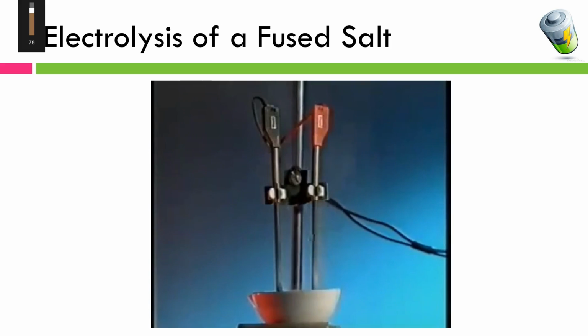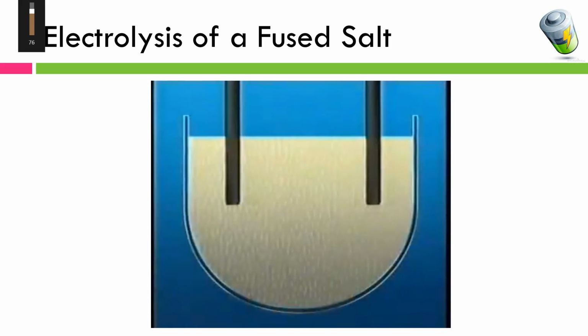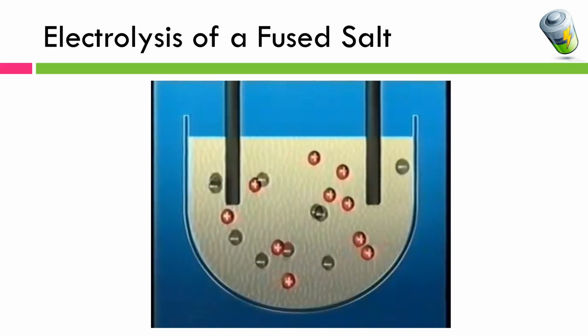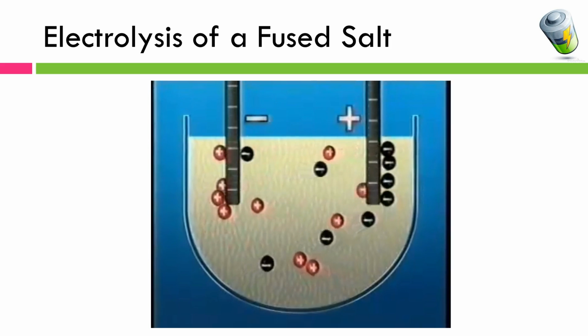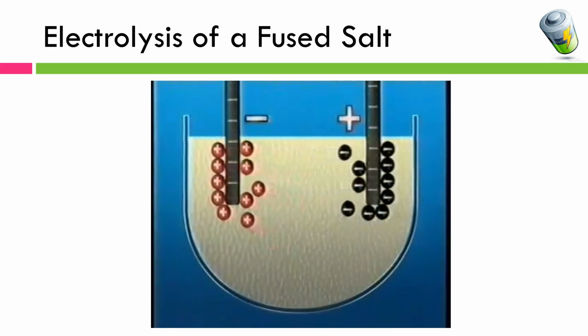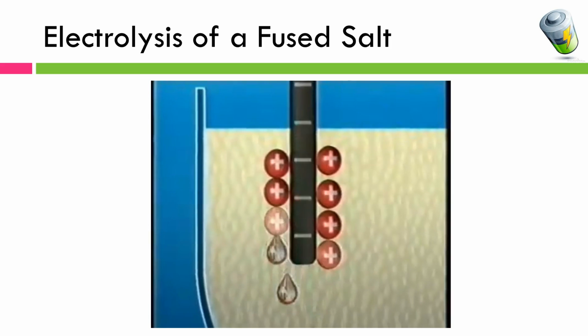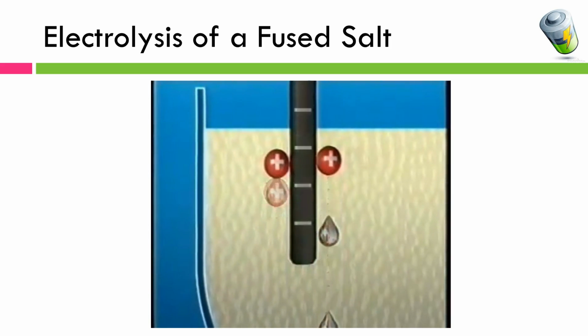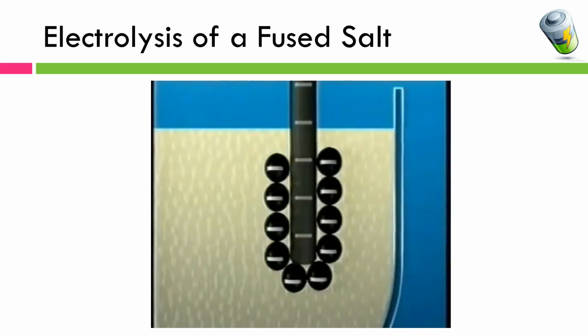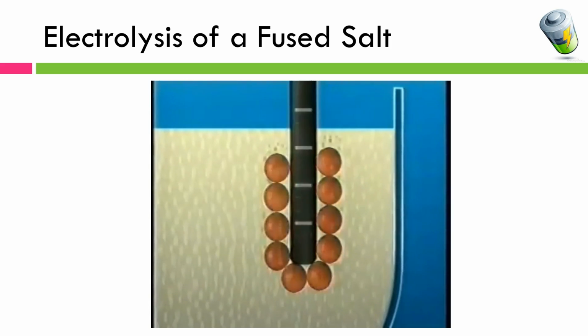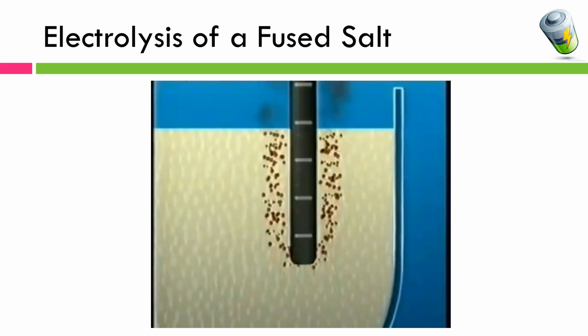To work out why this happens, imagine you can see the charged particles, the ions, in the compound. There are positive lead ions and negative bromide ions. Once the power supply is switched on, the lead ions are attracted to the negative electrode. The bromide ions are attracted to the positive electrode. Lead ions pick up electrons. They lose their positive charge and form lead atoms. Bromide ions give up electrons. They lose their negative charge and become bromine atoms. These form a gas.